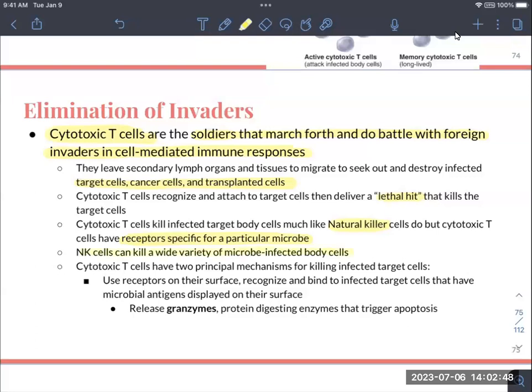That's what this does. So these cytotoxic T cells have two ways. They can use receptors on the surface to bind to this infected cell, and then they can release granzymes, which are protein digesting enzymes that are going to trigger apoptosis, causing that cell to go through programmed cell death.